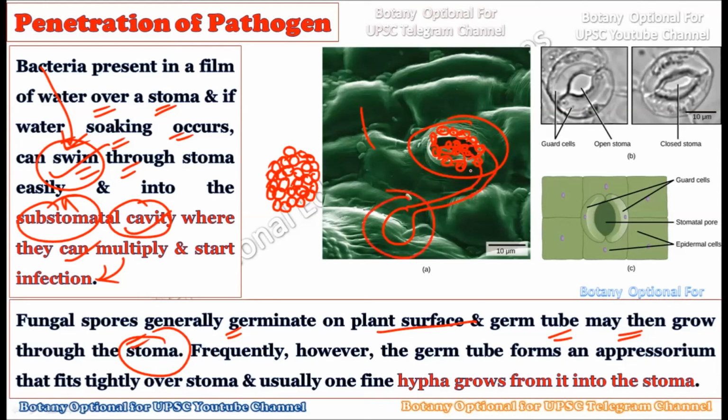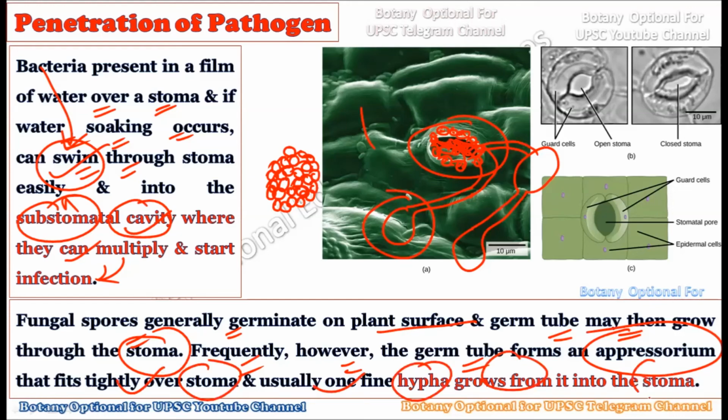Okay, so the spore remains outside, but this germ tube is getting inside through the stomata. If the stomata is open, then this germ tube can enter within the stoma, and frequently, however, the germ tube forms the appressorium. Then there is a second type of way. We already know that it is going to create the appressorium, and then the appressorium is going to create the structure which will enter within the stomata, right? That fits tightly over the stoma, and usually a fine hypha grows from it into the stoma.